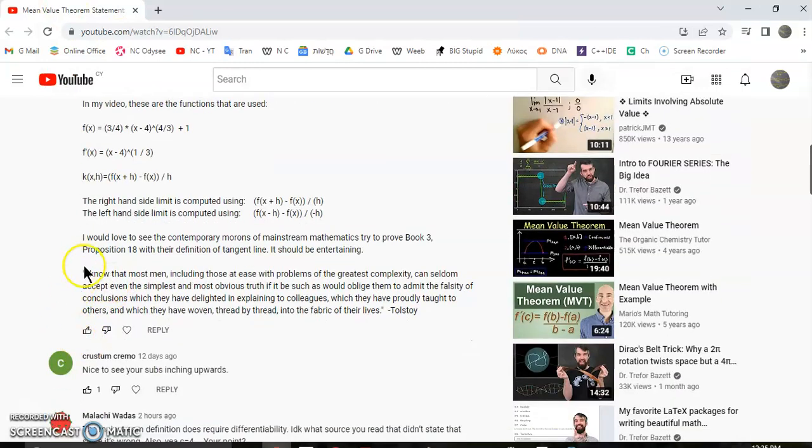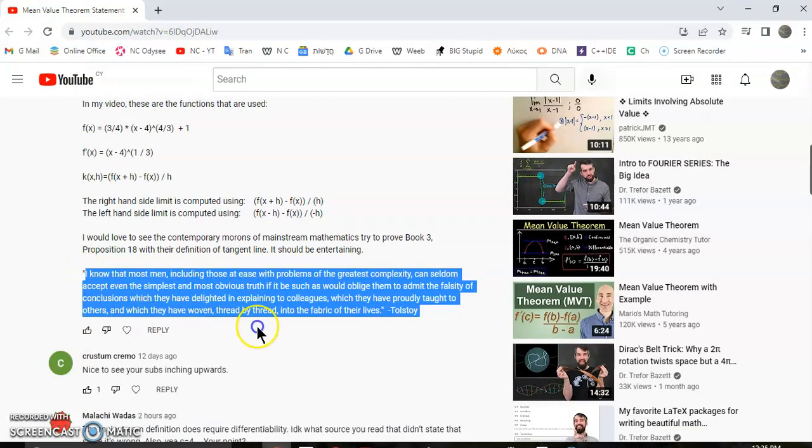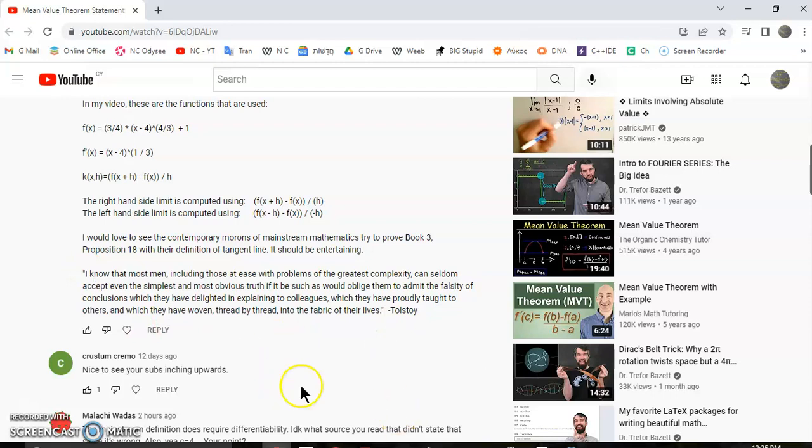I've put a very nice little quote in the pinned comment, and you should read this quote. It says, "I know that most men and women, including those at ease with problems of the greatest complexity, can seldom accept even the simplest and most obvious truth, if it be such as would oblige them to admit the falsity of conclusions which they have delighted in explaining to colleagues, morons like themselves, which they have proudly taught to others, and which they have woven thread by thread into the fabric of their lives."